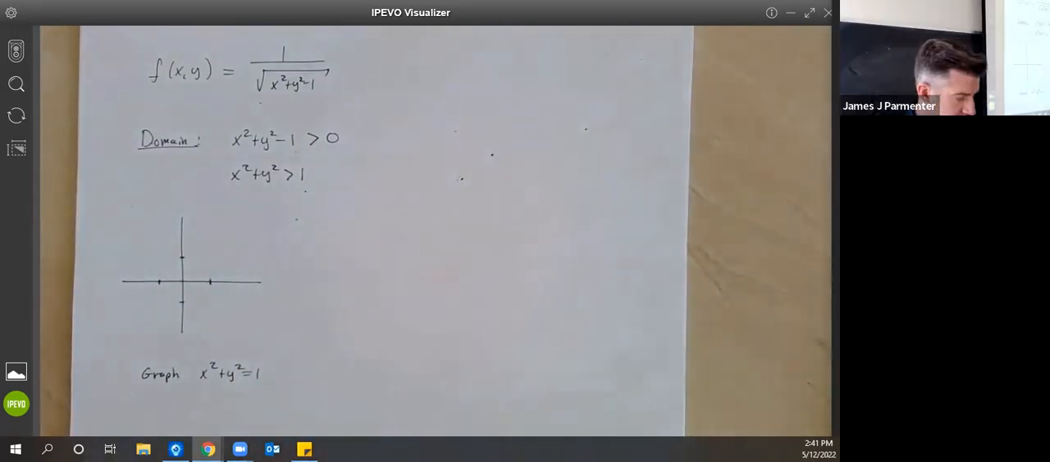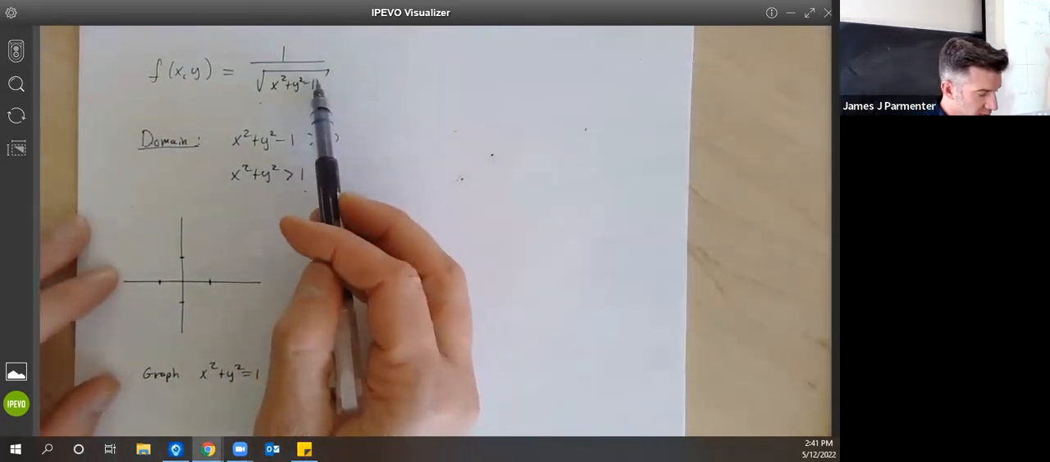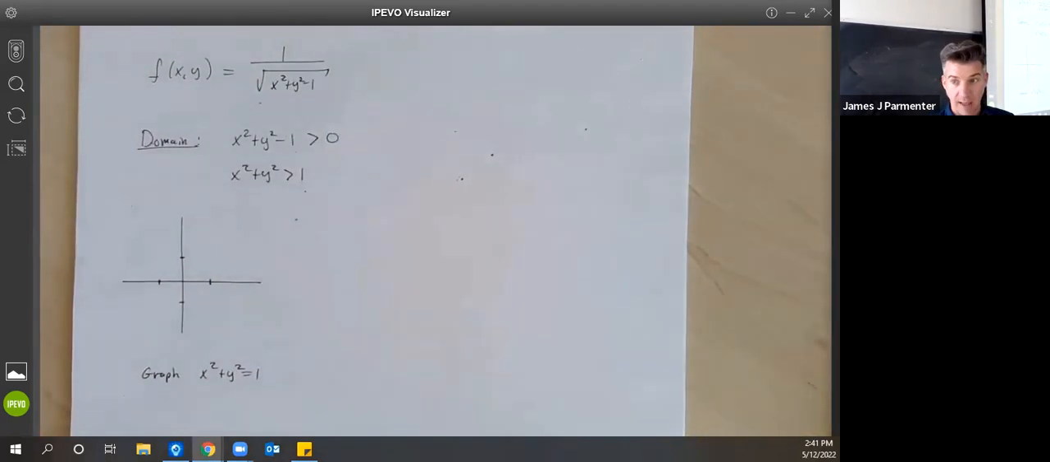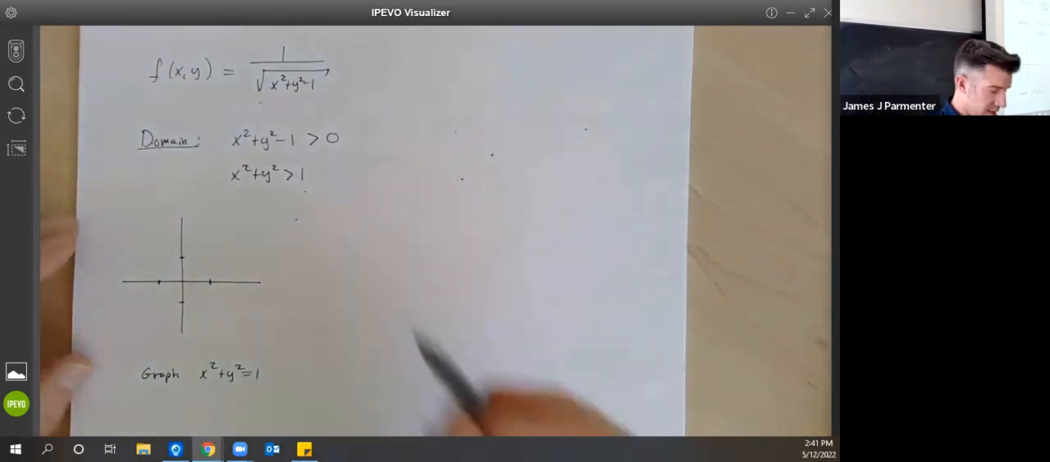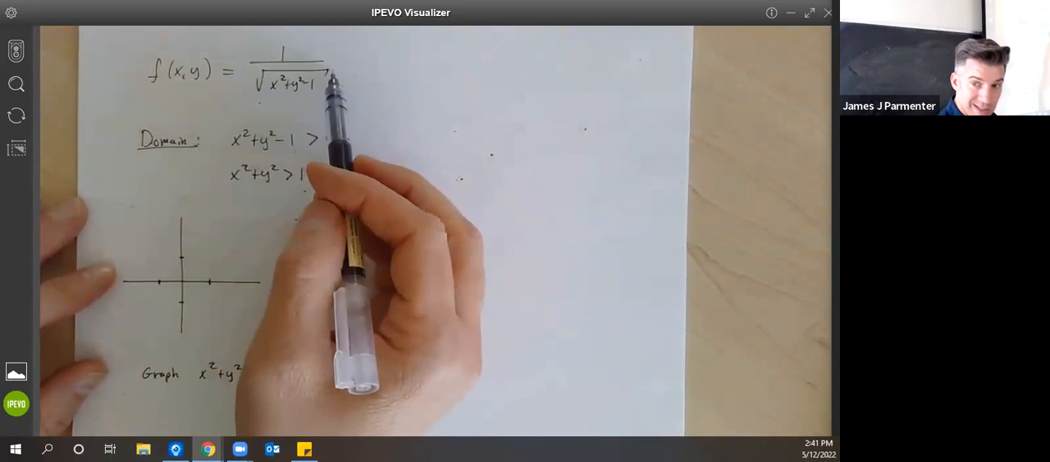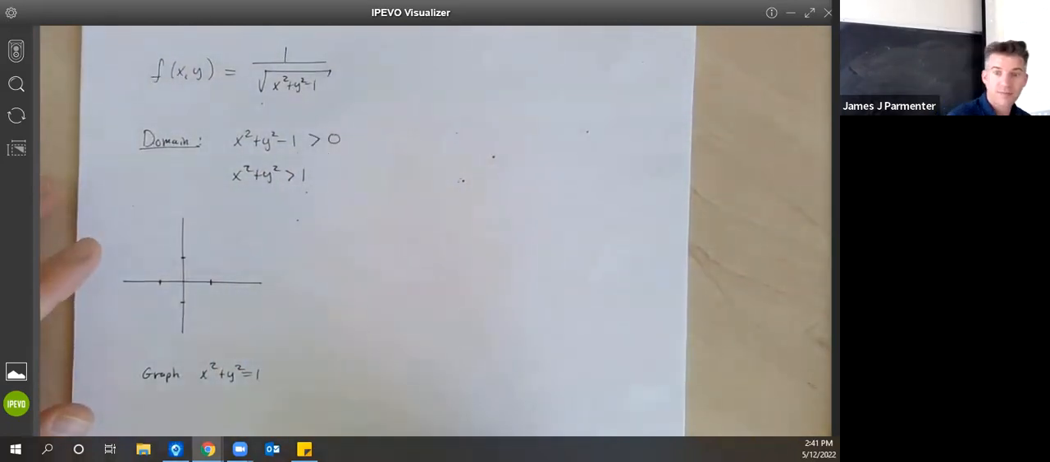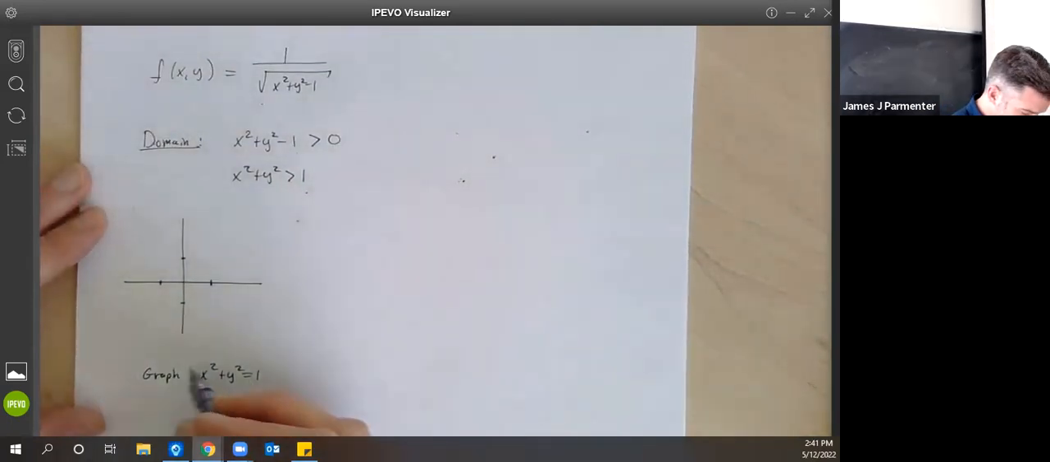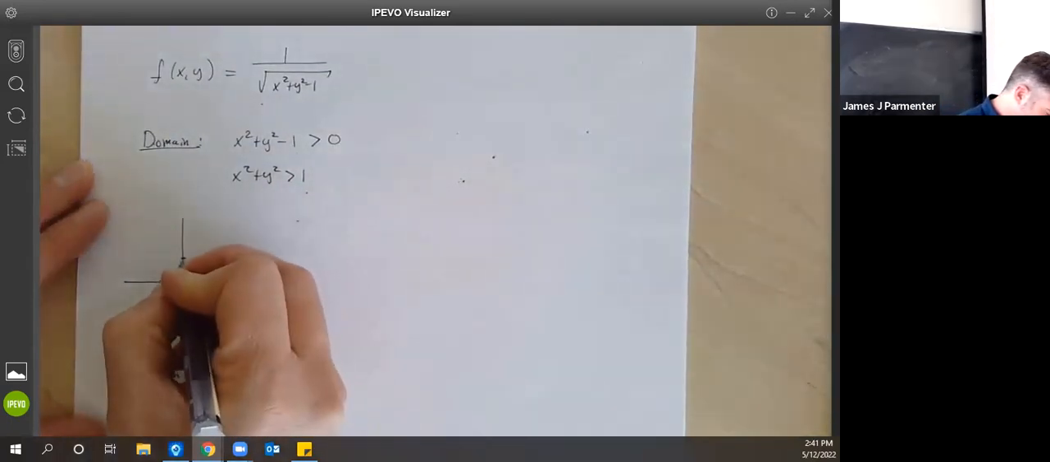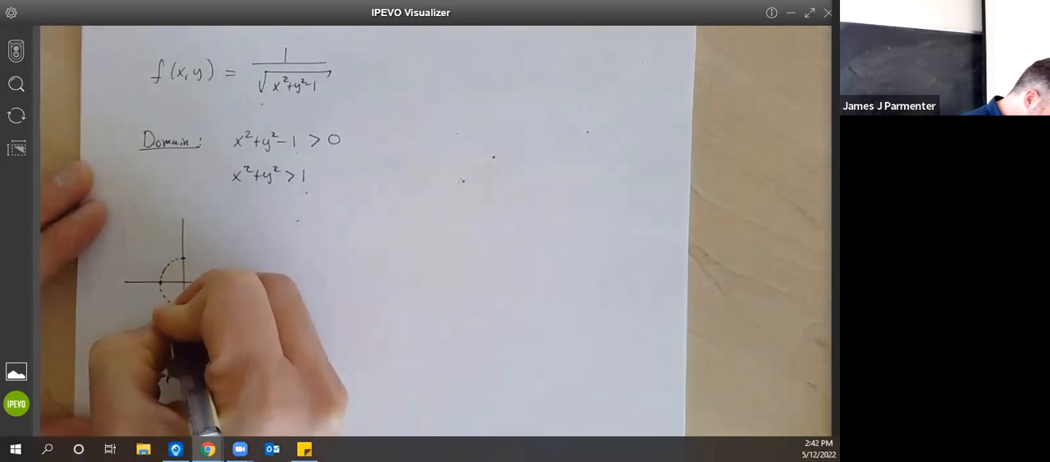Why 0 again? Because it has to be greater than 0 because we can't take the square root of a negative. And it can't equal 0 because if it was 0, the square root of 0 is 0, and then 1 divided by 0 is undefined. So in this case, we're going to graph this dashed like that.